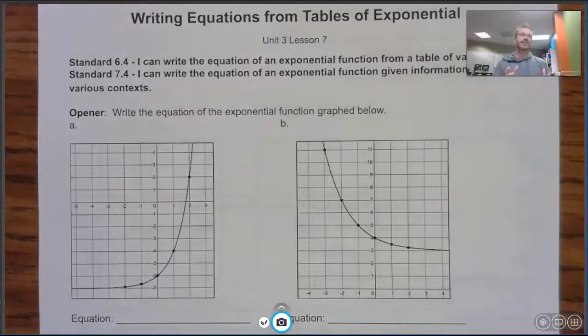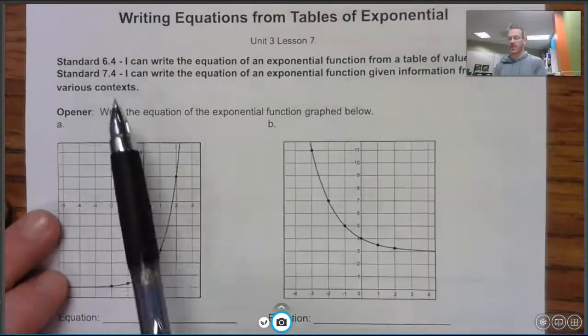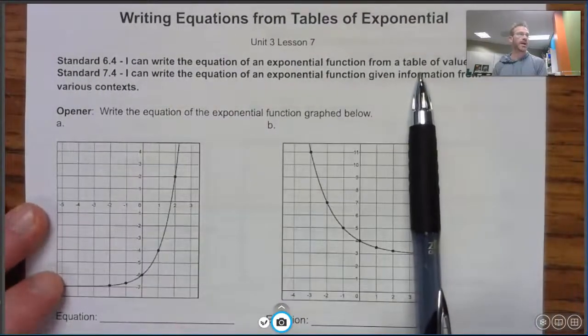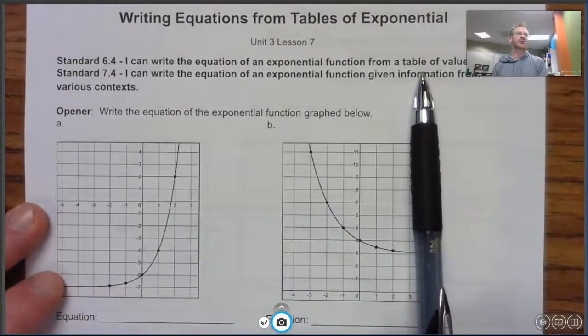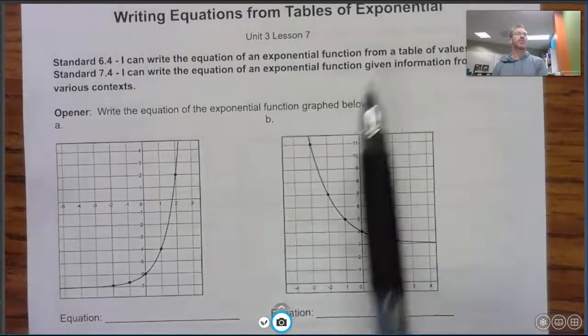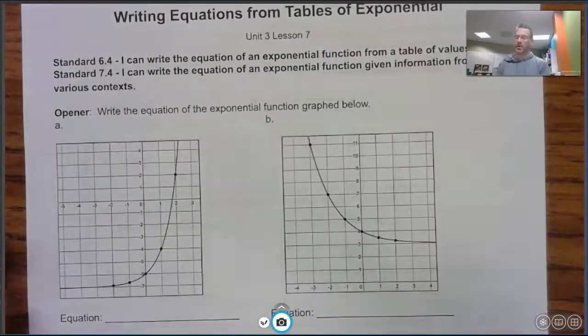All right, you made it. Final lesson of Unit 3, which means we're looking at our last function, which is exponentials. Just like we did in the prior lessons, we're going to start with 6.4: I can write the equation of an exponential function from a table of values, and then we're going to try to translate that into some other situations.